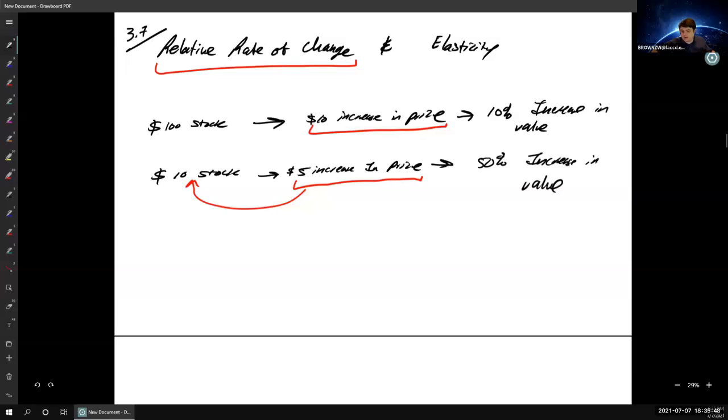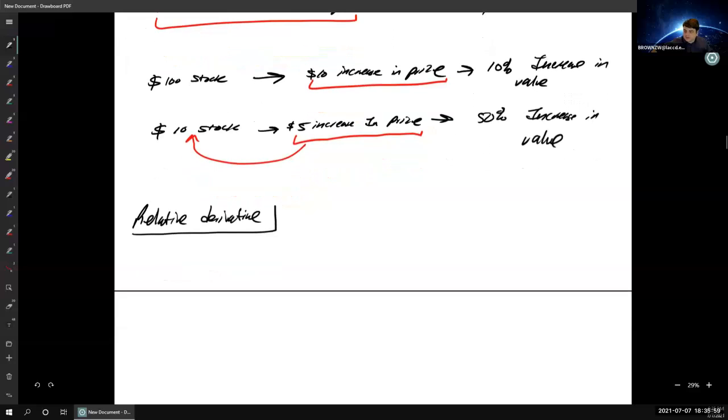Said another way, when we talk about a relative derivative, a relative derivative in general says we're going to compare a derivative to the actual function value. That's kind of like what we did here, right? This was my change in price compared to the actual price itself. And usually how we're going to talk about a rate of change is with a derivative.